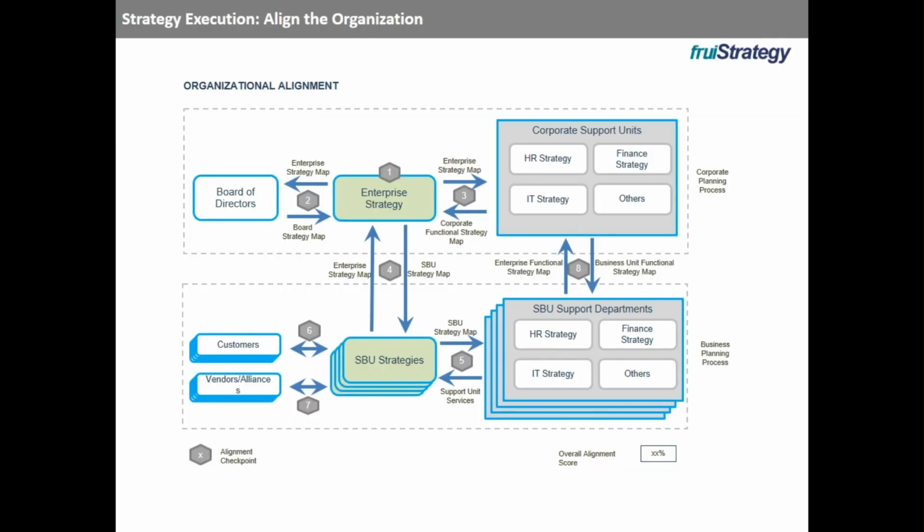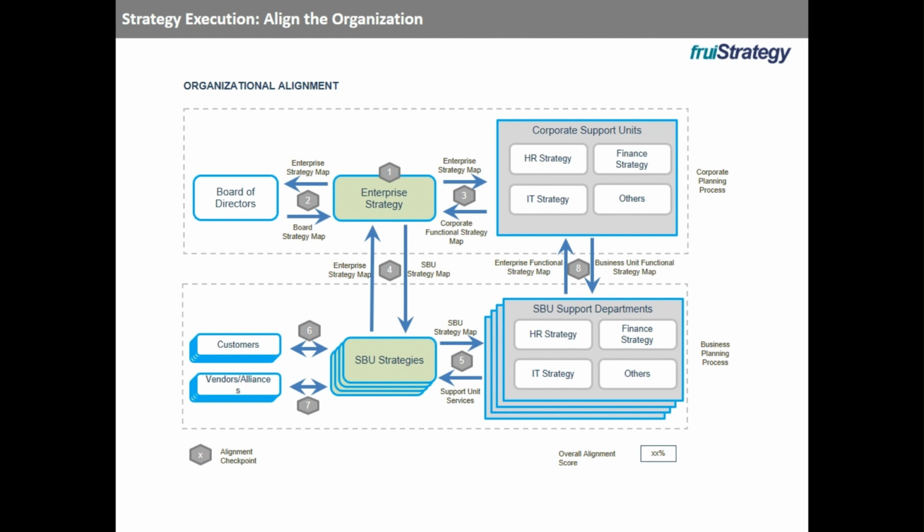You can see Enterprise Strategy, Box 1, which is the group company or corporate strategy. All strategic business units need to be aligned to the corporate strategy. The corporate and business unit link is number 4 in the diagram. We shall discuss how the linking process works in coming slides. The enterprise strategy is aligned to the Board of Directors through Link 2. Corporate support units, finance, IT, HR, and other units need to be aligned to enterprise strategy. Link 3 explains this.